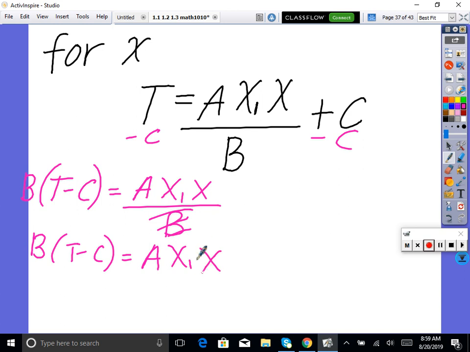B times T minus C equals A, X1, X. Guys, we're just trying to get X alone. Aren't these times signs? Divide by AX1. Divide by AX1. And X is all by itself. And now you solve. So it's pretty intuitive for the most part. Make sure you're checking your answers in the back of the book. And if you're finding you're not getting stuff right, you've got to ask me for help one-on-one.